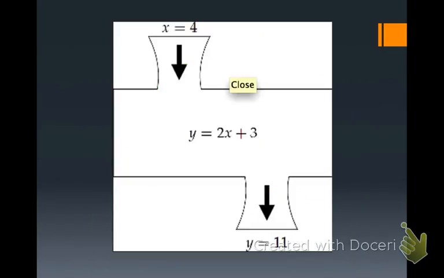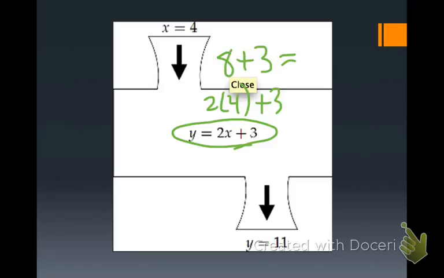So here's an example using the function machine. So if we have x equals 4 goes in, well then we plug 4 into this equation because that's what's happening inside the machine. So 2 times 4 plus 3, well that's really 8 plus 3, which is equal to 11. So that's our output, or our dependent variable.